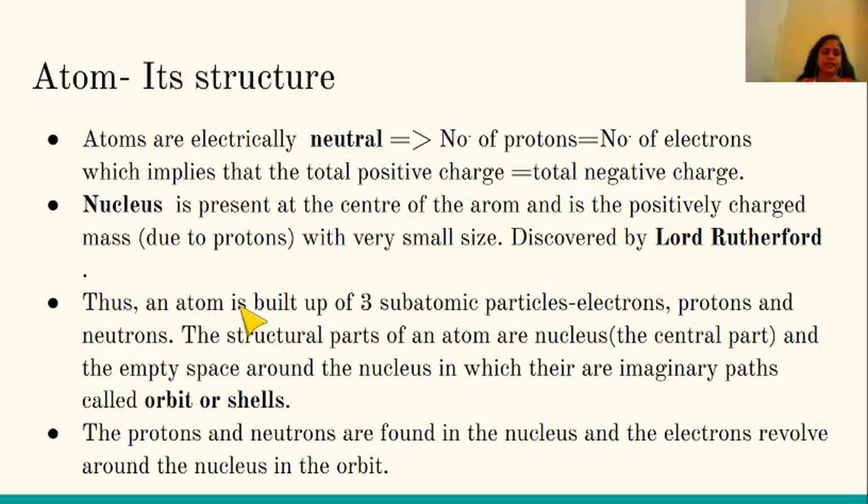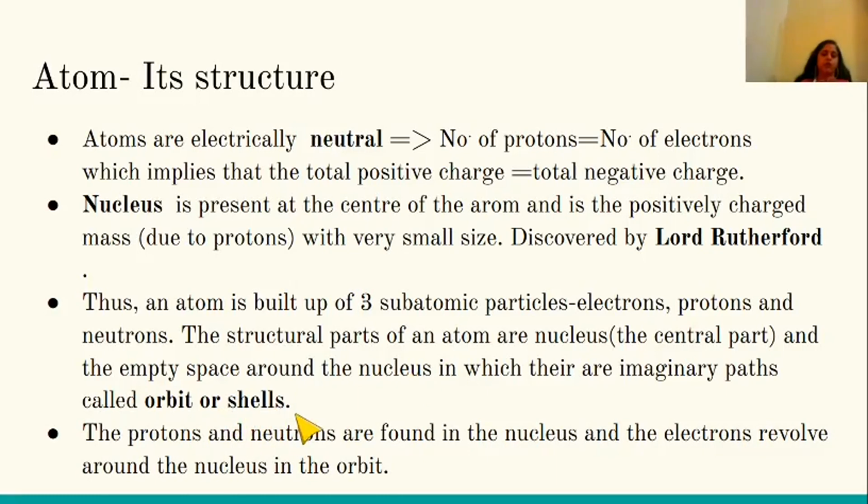Thus, an atom is built up of 3 subatomic particles: electrons, protons and neutrons. The structural parts of the atom are the nucleus, that is the center part, and the empty space around the nucleus, in which there are imaginary parts which are known as orbits or shells.